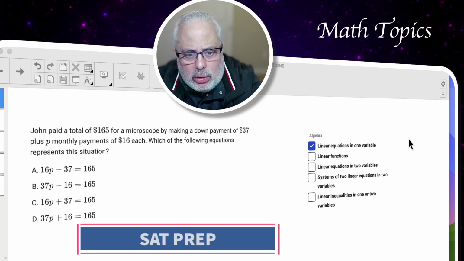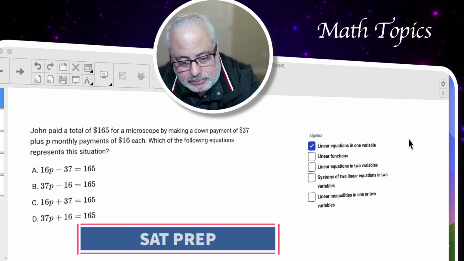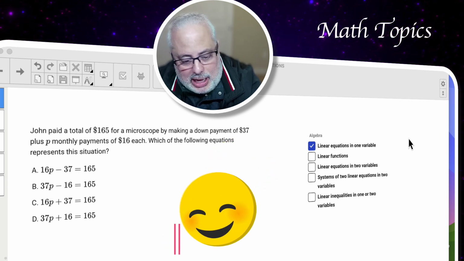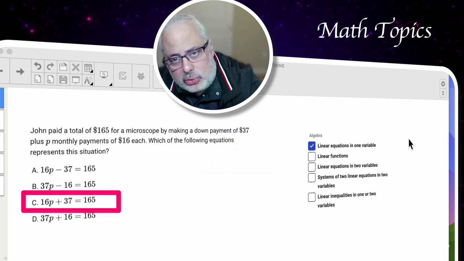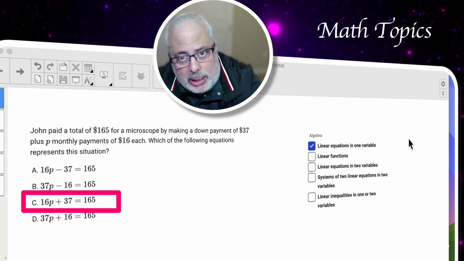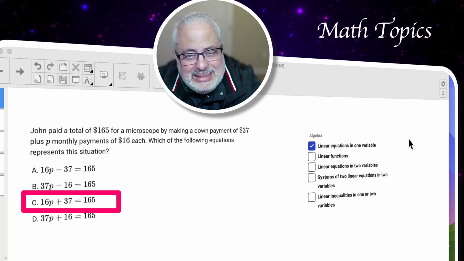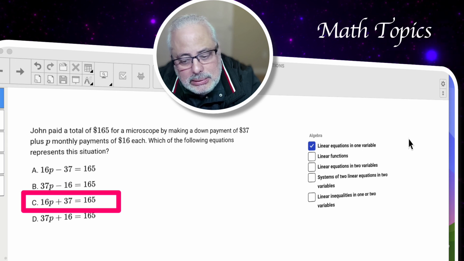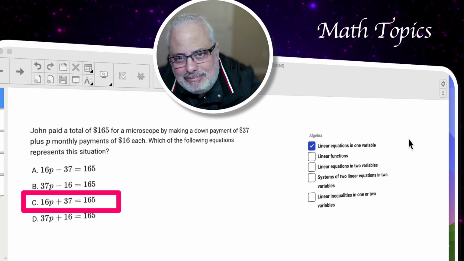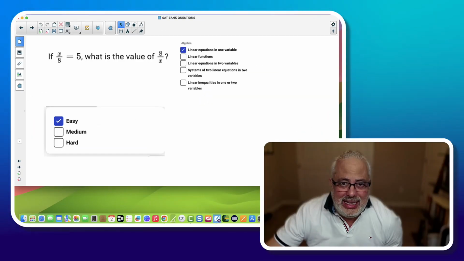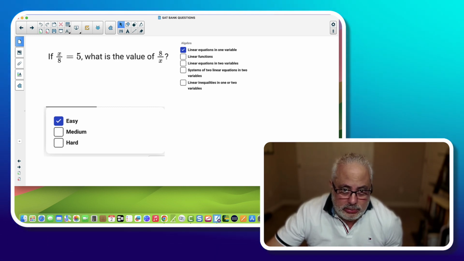So you're not owing now 165. You're owing now 165 plus 37. But if you go to choice C and you cancel the 37, which is adding by the additive inverse, negative 37, you're subtracting from your original debt your down payment of 37. That is exactly what happened the day of the purchase. This is an easy algebra domain question, linear equations in one variable, structural mathematics. Nice, eh?